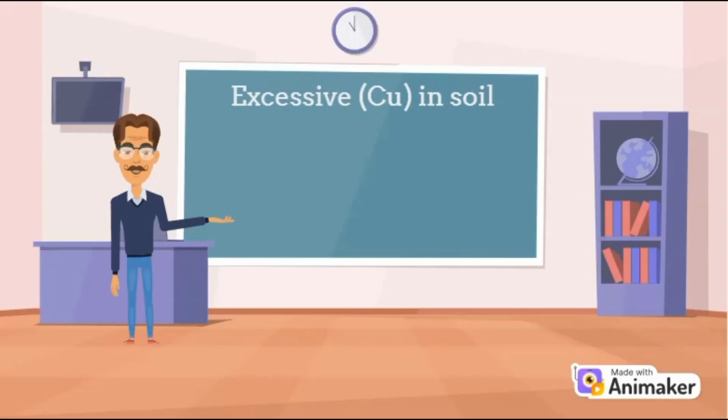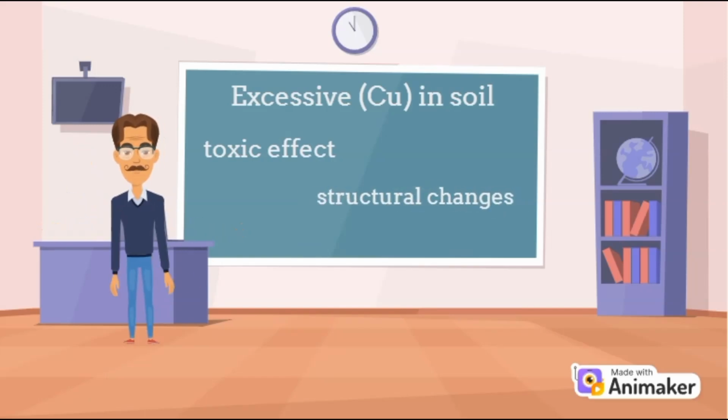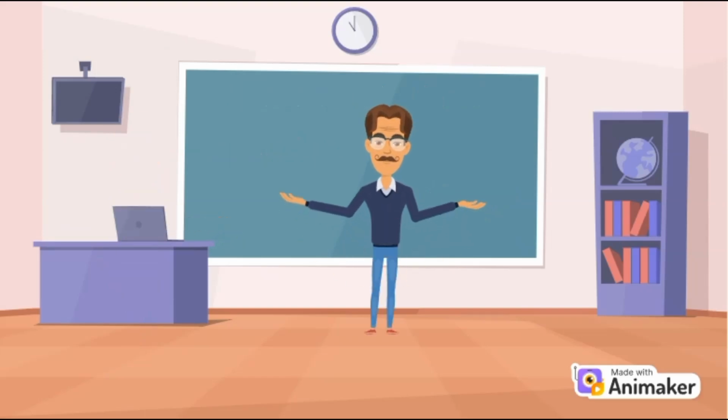In addition, excessive copper, Cu, in soil can have a toxic effect on plants, leading to several detrimental physiological, biochemical, and structural changes. So, while copper is incredibly useful, we also need to manage its impact carefully for the safety and the well-being of our planet Earth.